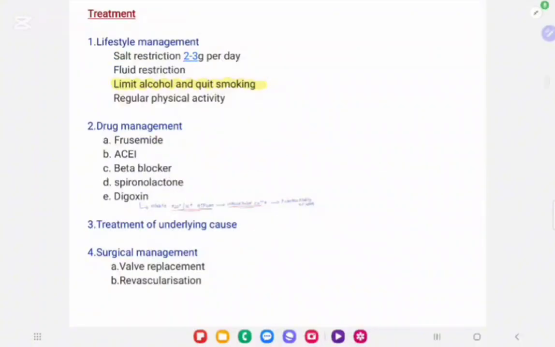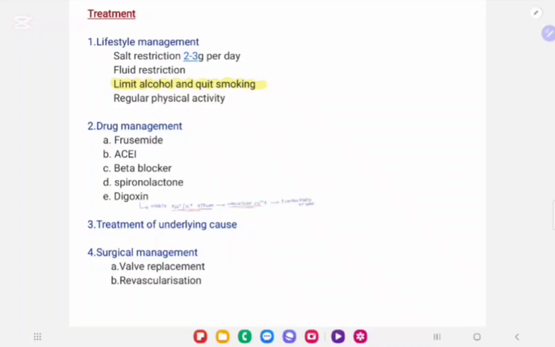So next we will move to the treatment. In the treatment, first of all we will talk about the lifestyle management. In the lifestyle management, we have to do fluid and salt restriction to reduce the volume overload in the patient. And we have to tell the patient to limit alcohol and quit smoking because these can worsen the cardiac function and increase the complications of heart failure.